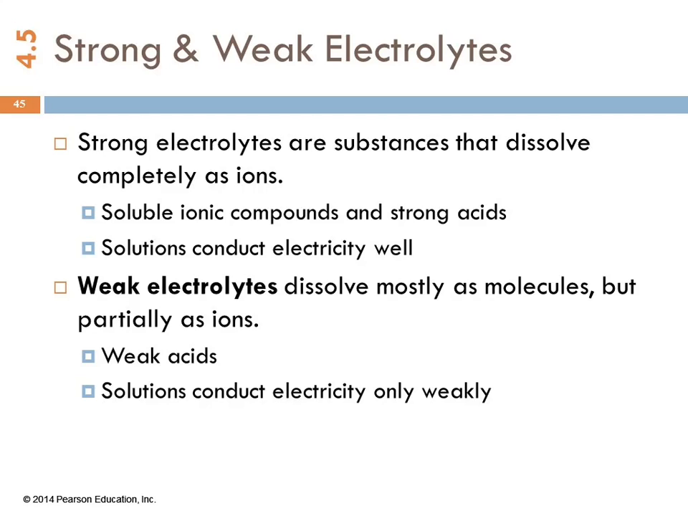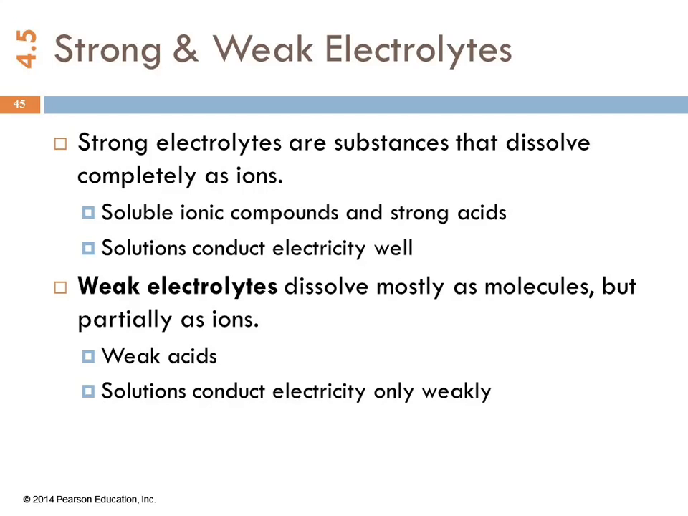We just talked about electrolytes and non-electrolytes. Strong electrolytes, like the strong acids, dissolve completely as ions. So the soluble ionic compounds are strong electrolytes. Strong acids are also strong electrolytes. Strong has nothing to do with how concentrated or how dangerous an acid is. It just has to do with whether it ionizes completely or not. So a strong acid is a strong electrolyte.